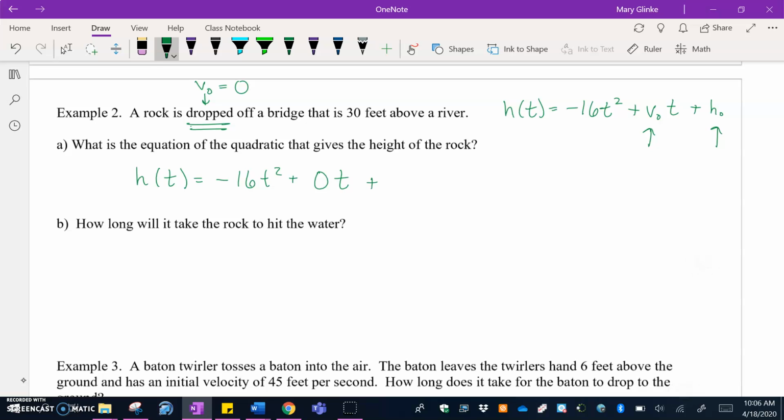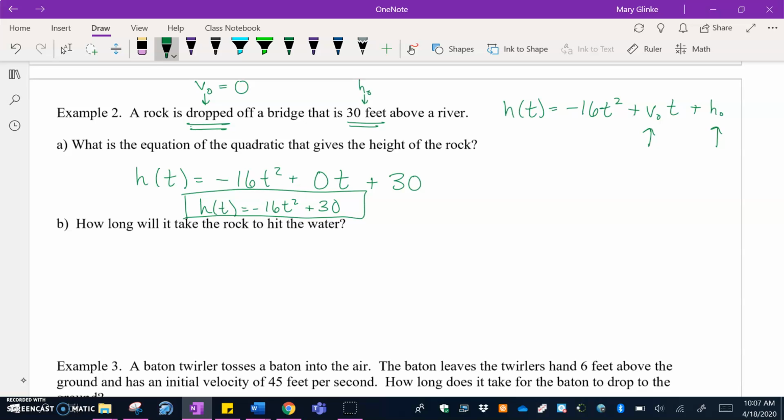We also need to find our initial height. This 30 feet above our river is telling us our initial height. So our initial height here is 30, and we're going to plug in 30 there. We're going to simplify this because anytime you multiply by a 0, it's the same thing as it not being there. So our equation here is h of t equals negative 16t squared plus 30.